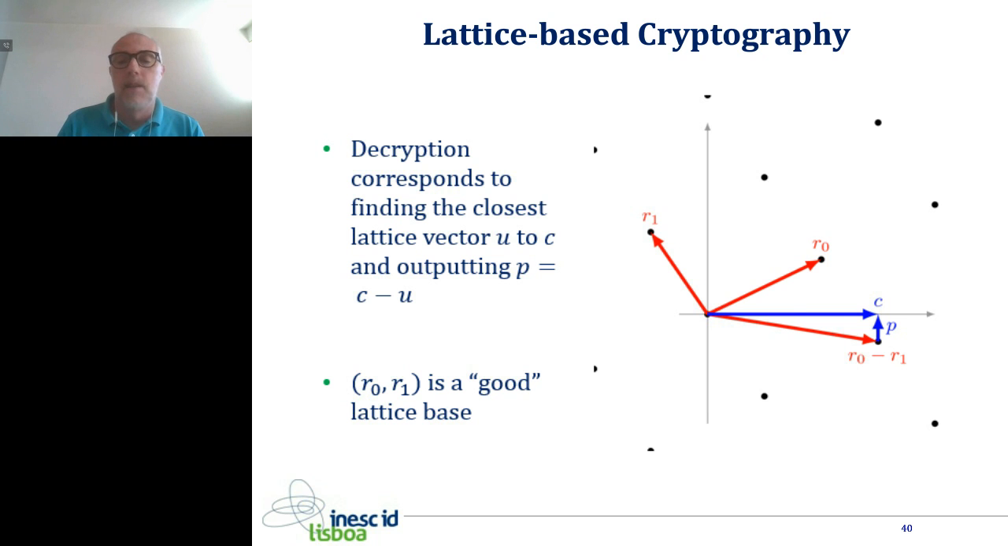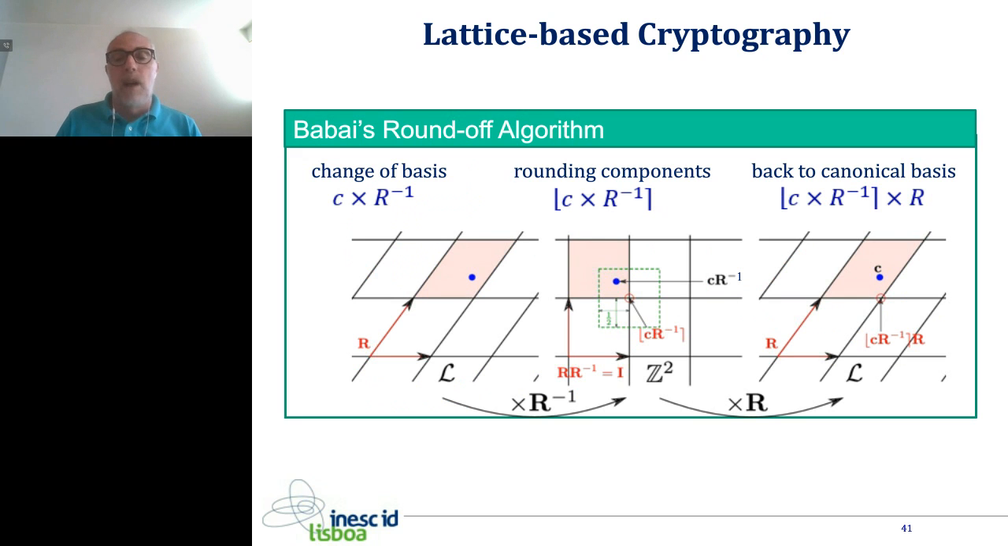This is what we can call a good lattice because the vectors are almost orthogonal. What you have to find is the closest vector to the point C, that is the cryptogram, which in this case is R0 minus R1, and then you subtract C from R0 and R1, and this is the message that you decrypt. Usually we use what we call Babai's rounding algorithm. You first round the components to the integer space because it is in a real number space, and then you have to go back again to the canonical basis.